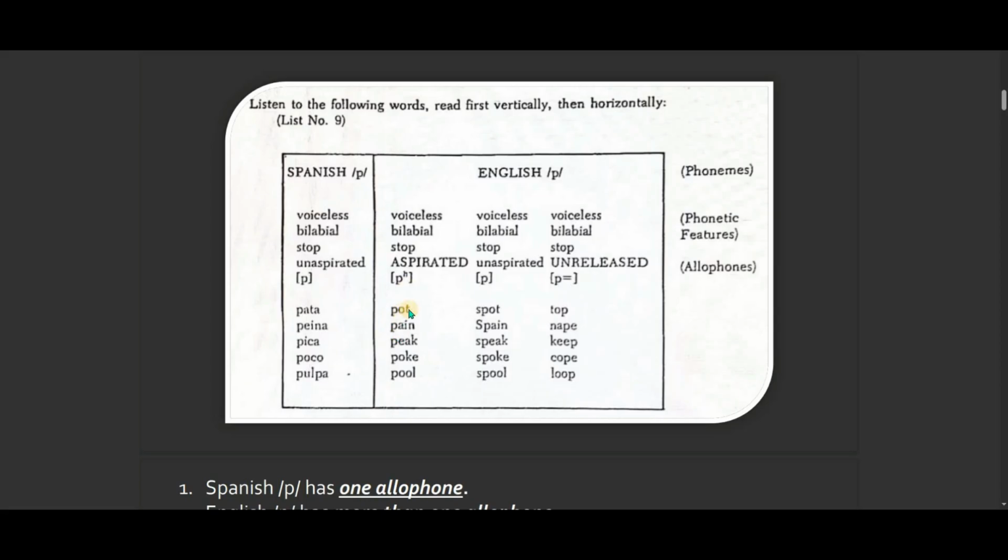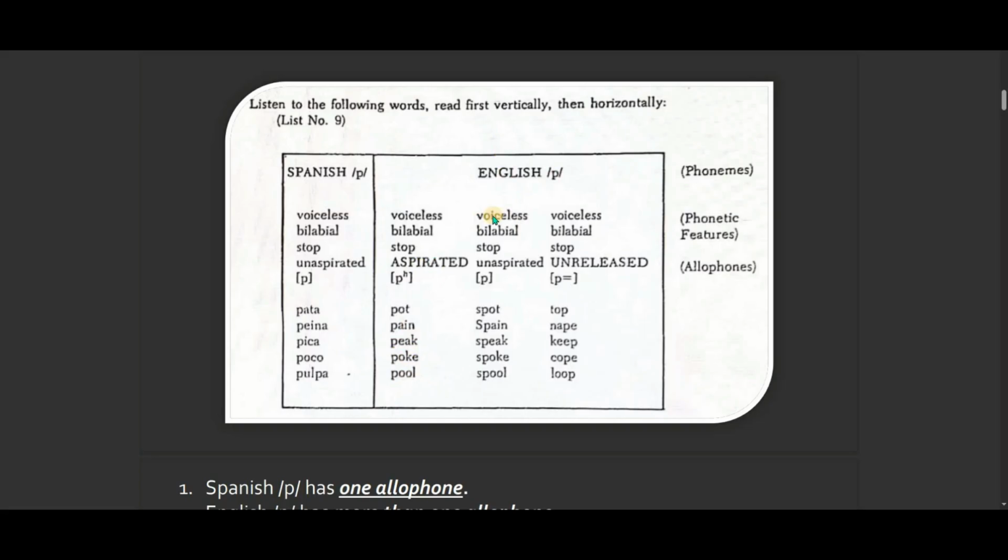So that short puff of air at the end of the sound is the aspiration, the P. Not the same like in Spanish, where we only say pata, right? P, pata. In English, it is pot, right? Pot. So there is a short puff of air at the end of the stop in the letter. So pot, pain, peak, poke, pull, right?